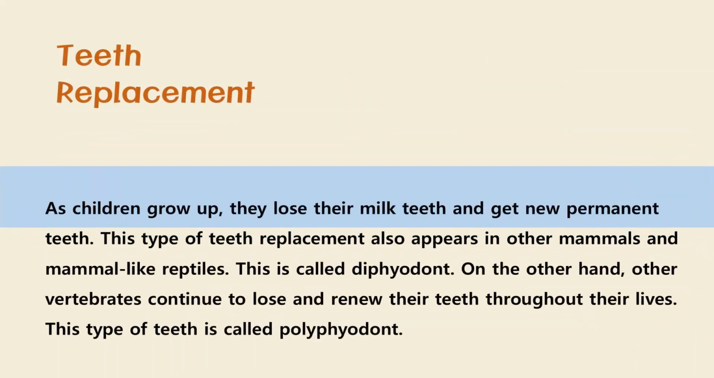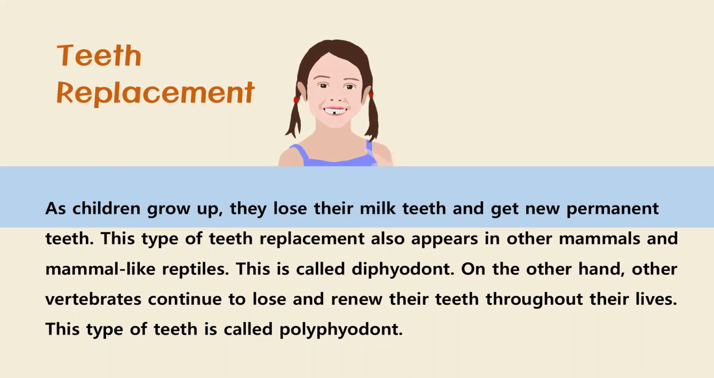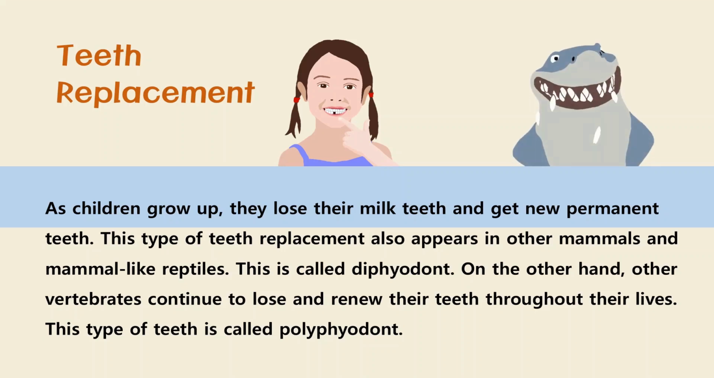Teeth replacement. As children grow up, they lose their milk teeth and get new permanent teeth. This type of teeth replacement also appears in other mammals and mammal-like reptiles. This is called diphyodont. On the other hand, other vertebrates continue to lose and renew their teeth throughout their lives. This type of teeth is called polyphyodont.